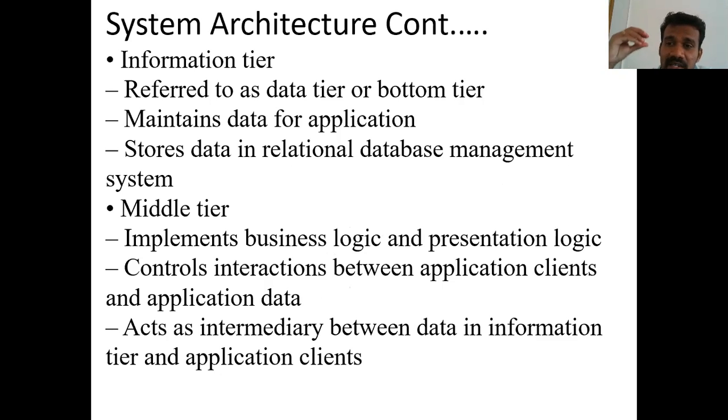Okay, it maintains the data for the application and stores the data in the relational database management system, and gives back the details to the client tier. Okay, the middle tier is the one which handles business logic and presentation logic. So it implements the business logic and the presentation logic, controls the interaction between application client and application data, and acts as an intermediate between the information tier and the application tier.